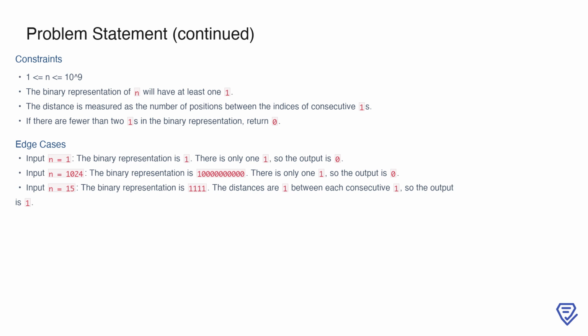Similarly, for n equals 1024, the binary representation is 10000000000, which also contains only one 1, so the output is 0. On the other hand, for n equals 15, the binary representation is 1111. Here, the distances between consecutive 1s are all 1, so the maximum distance is also 1. These examples help clarify how the solution works across different scenarios.